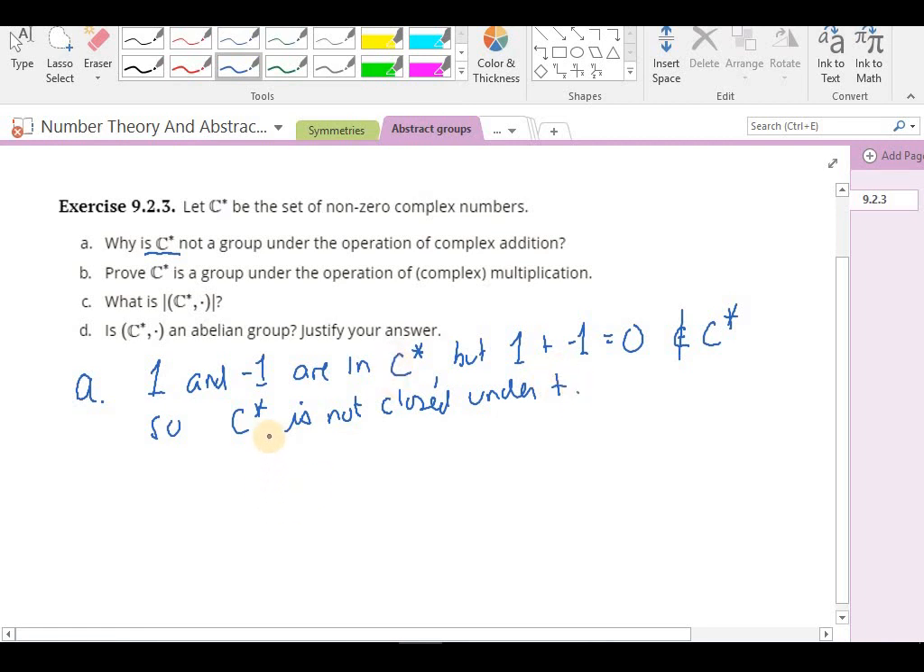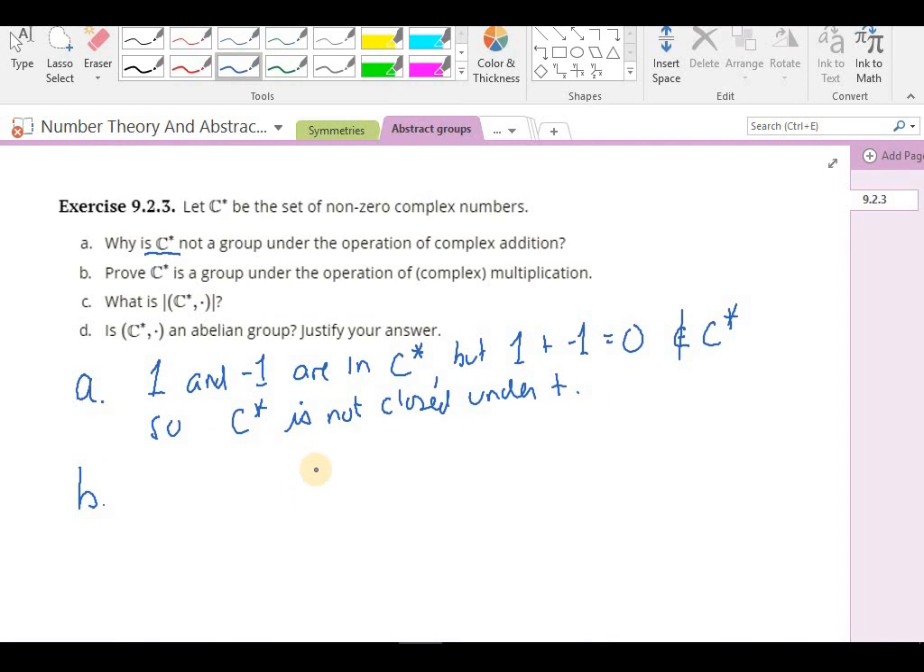Now, you could start out by saying C star is not closed under addition because such and such, or C star is not closed under addition, example, such and such. That's really all you need to do for A. All right, now, for B, this is the long part of this exercise. You need to show 4 things, so I'll just write them down one by one.